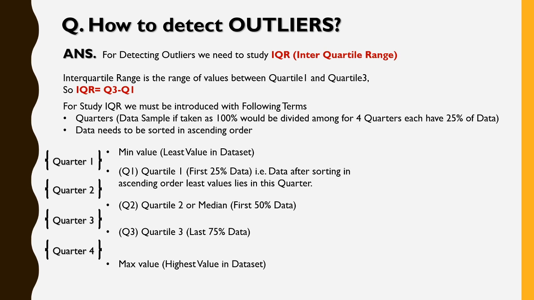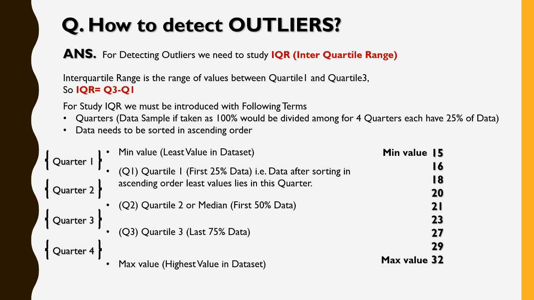Now, if we have data like this in a sorted manner: 15, 16, 18, 20, 21, 23, 27, 29, 32, and we need to find the quartiles and the IQR of this data, how can we find it? The first value will be called the minimum value. The last value will be the maximum value. The first value is the minimum, the starting one. The last value is the maximum one.